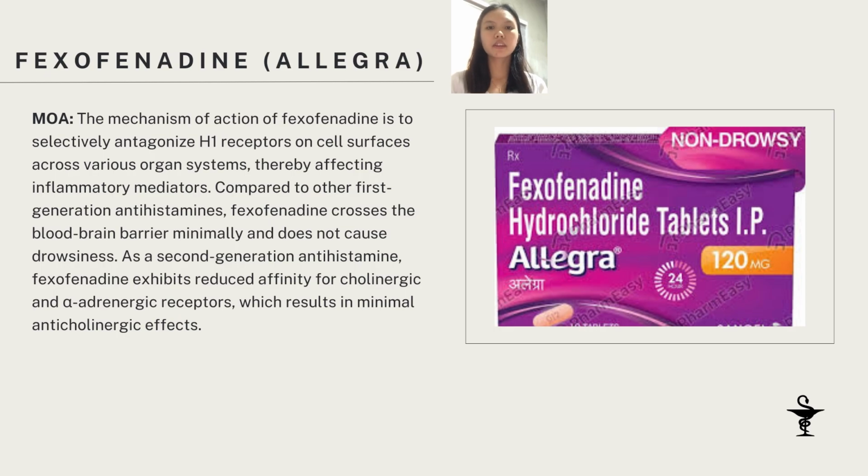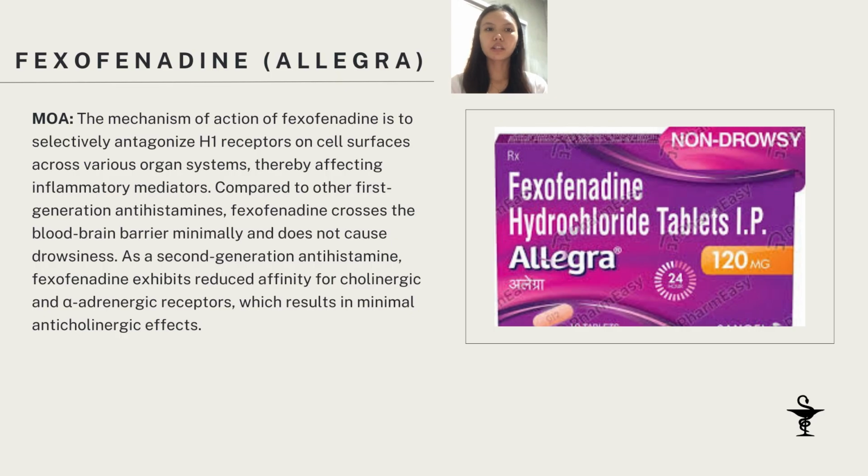So we have here fexofenadine, which is an antihistamine medication that comes in a capsule or tablet form. It treats and prevents symptoms of allergies like itchy eyes, sneezing, and hives. It works by blocking histamine in your body, and the common brand name of this medication is Allegra.